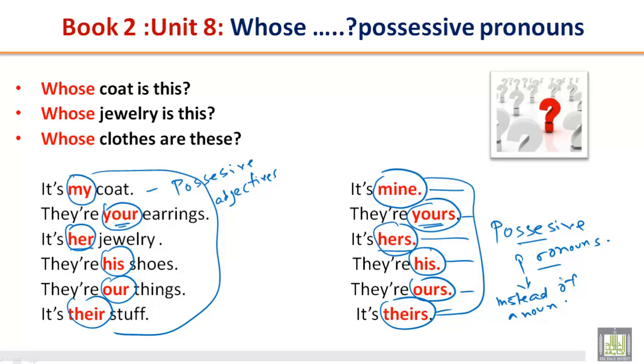Now, where do we use possessive adjectives? We use possessive adjectives to describe a noun, and they come before the noun. So you can see here coat, earrings, jewelry, shoes, things, stuff. These are all nouns, and the possessive adjectives like my, your, her, his, our, their come before the noun. Hope you have got an idea about possessive adjectives and possessive pronouns.